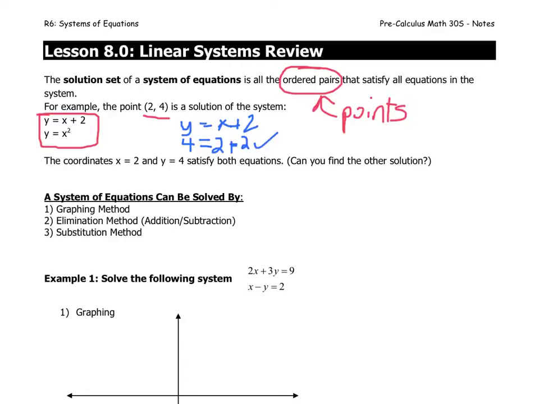Excellent. In the second equation, we have y equals x squared. And again, I could plug this in. 4 equals 2 squared. Therefore, 4 equals 4. And again, yay, miraculously it checks out. So, therefore, this point, 2, 4, is a solution to the system. And by the way, there's a second solution, and I'd like to challenge you on your own time here to try and find the other solution. Okay, moving on.